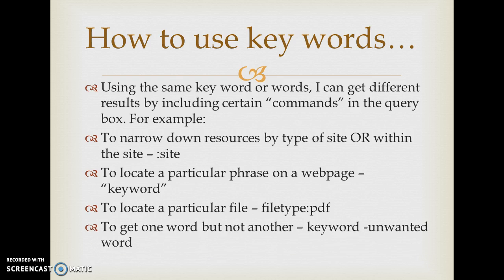To get one word but not another word, you would write keyword space dash unwanted word, so that Google reads keyword minus unwanted word. And to retrieve results from another country, you would write site: and the country code. Google uses your current location when retrieving results. So if you want results from a different country, then you need to tell Google that.